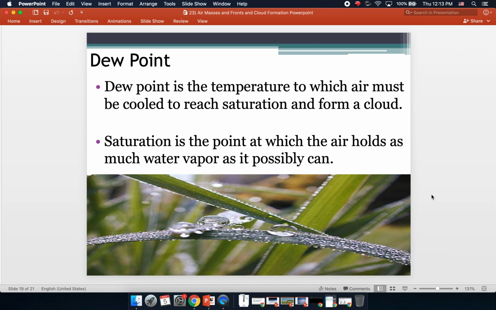All right, now in the word saturation we've used before, and I've told you in science the word saturation typically means when something's full or holding as much as it can hold, and that's true for this as well. Saturation is the point at which that air mass is holding as much water vapor as it possibly can.